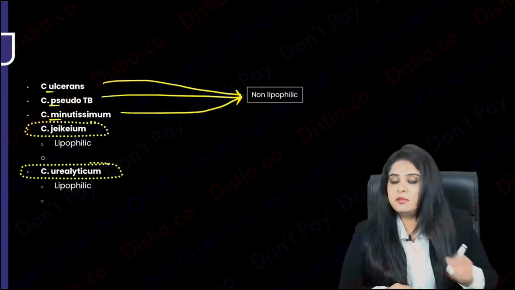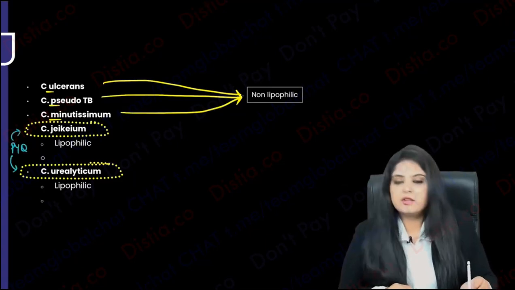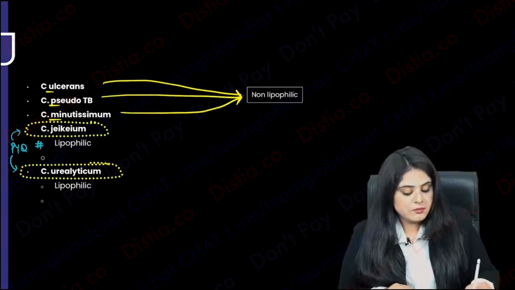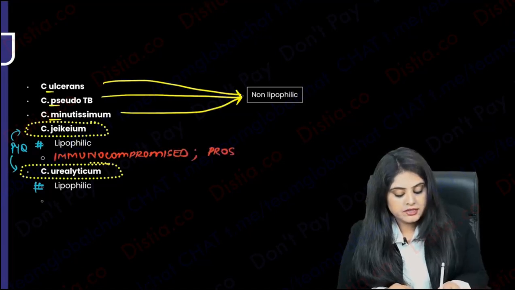I'm going to make you discuss PYQs at the end. The PYQ is: which are the Corynebacterium, these weird sounding ones, that are lipophilic? Jeikeium and urealyticum. These are the ones which are going to be lipophilic. But what do they cause? The Jeikeium one is usually seen and associated with immunocompromised individuals, and this is very famous for causing prosthetic valve endocarditis, right?